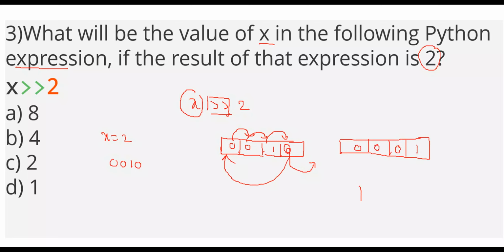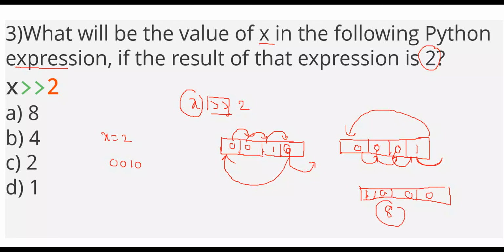Again you have to make another right shift. So when you make it right shift, this will come here. That means 1 will come here. Again this 0 will come here, this 0 will come here, this 0 will come here. That means this is 1, this is 0, this is another 0, this is another 0. So after right shift by 2 bits, 1 0 0 means it is 8. So here the answer will be 8.